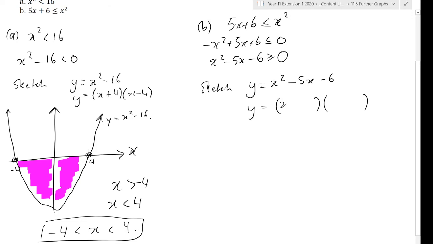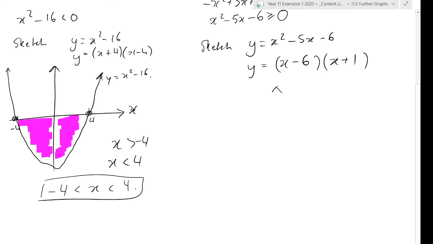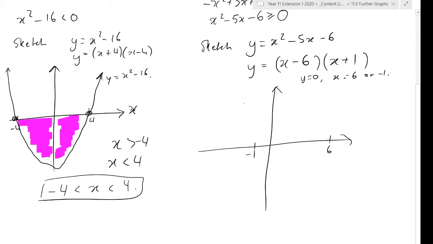That's a nice easy one. Two values that multiply to give negative 6, but add to give negative 5. Hopefully you got negative 6 and positive 1. Okay, just doing a quick sketch again, it doesn't have to be Picasso. The values where y is equal to 0, x is equal to 6 or negative 1. So my roots for this are at negative 1 and 6. My parabola is going to look something like that.